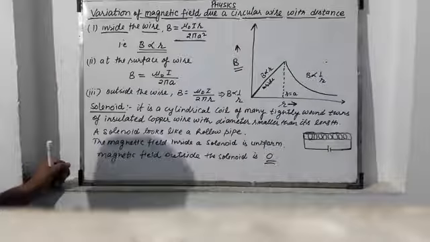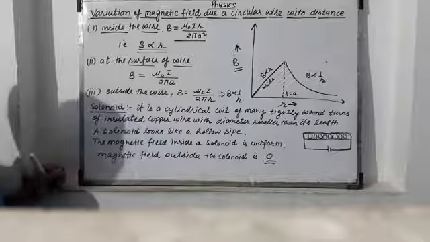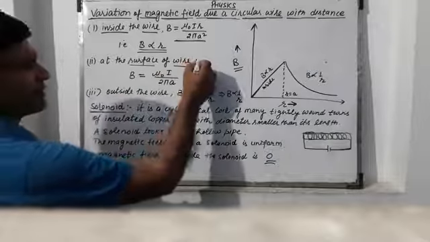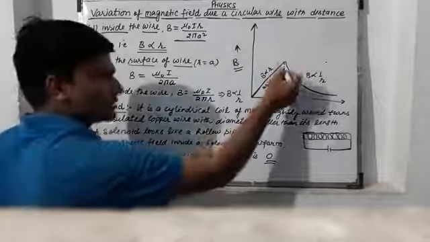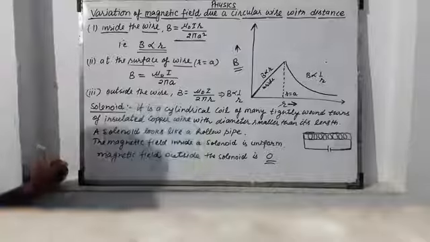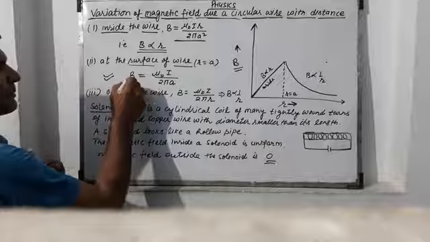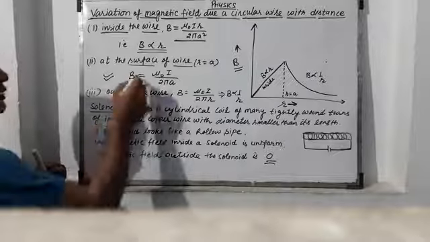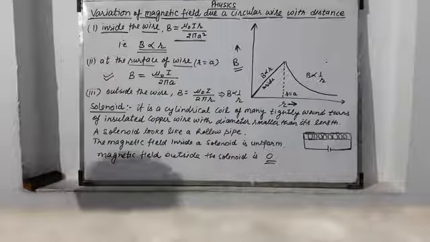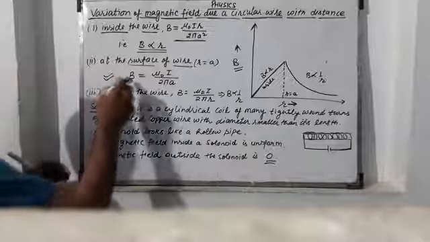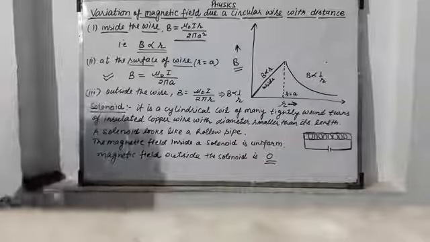Now, at the surface of the wire, r is equal to a. This dotted line represents the surface of the wire. At the surface of the wire, the magnetic field B = μ₀I/2πa. This is the maximum value of magnetic field in case of a circular wire.